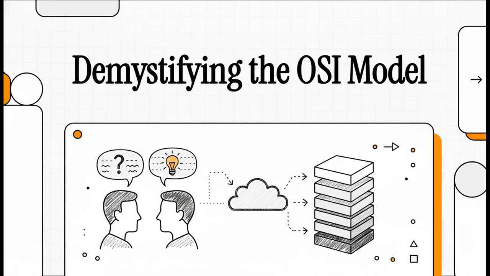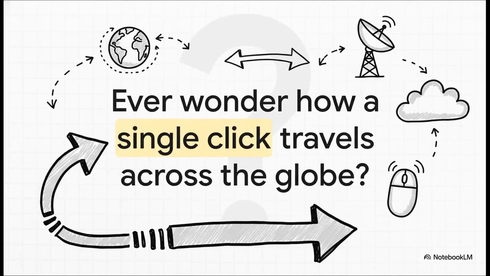All right, everyone. Today we're going to tackle a topic that's absolutely fundamental to how the internet works, but let's be honest, can feel a little intimidating. The OSI model. So to make it easier to digest, we're going to break it down in a special interview format, layer by layer, to see how it all fits together. Let's dive in.